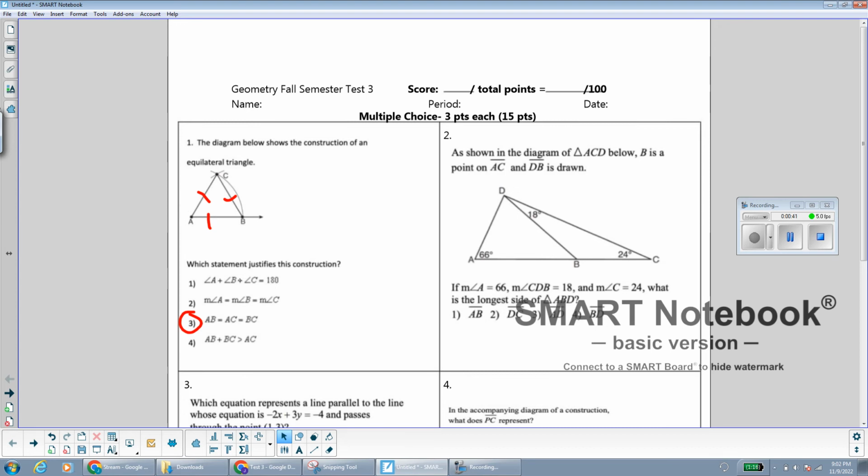Although the others are true of equilateral triangles, since it says which statement justifies this construction, the answer is based on the construction, which would mean it's answer choice 3. The side was copied and used to create all of the lengths of the other sides. Okay, number 2.